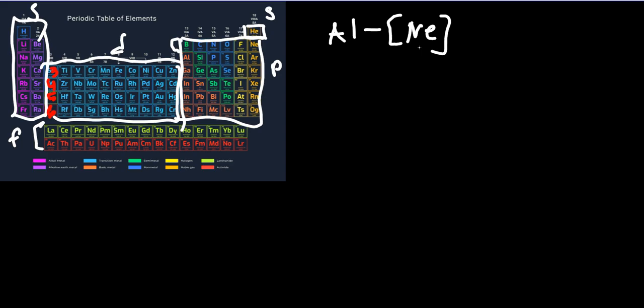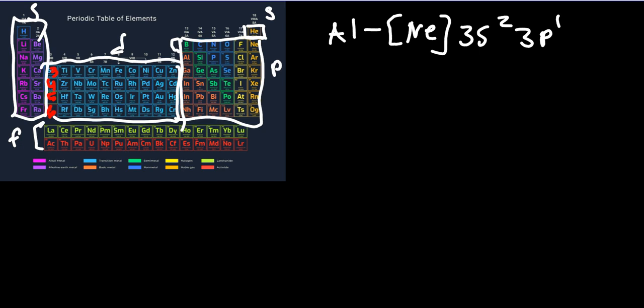So the next thing is going to be sodium and magnesium, so that's going to be 3s2. And then we're going to have 3p, and since we're aluminum, we're the first electron. So this is a quicker way to actually describe the electron configuration.